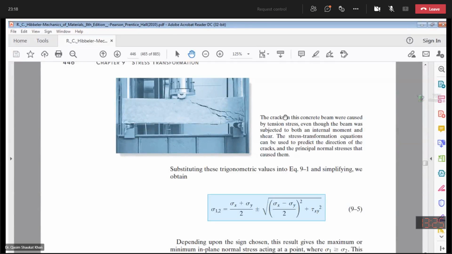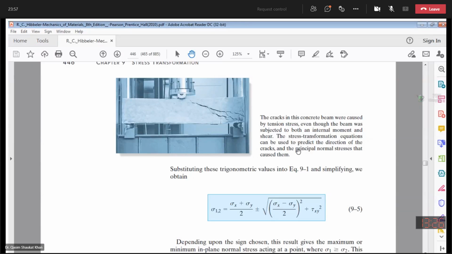The beam here is subjected to what is also called 1-point loading or 3-point loading, whereas the other loading is 2-point or 4-point. In 1-point loading, you get a maximum bending moment at only one point. In 2-point loading, you get a region, a segment of the beam, subjected to the maximum bending moment. The cracks in this concrete beam were caused by the tension stress, even though the beam was subjected to both an internal moment and shear.